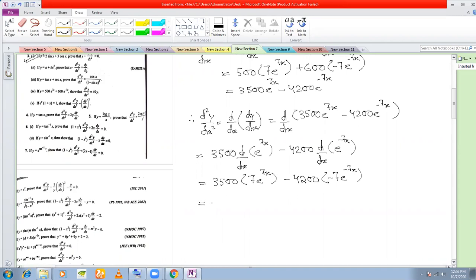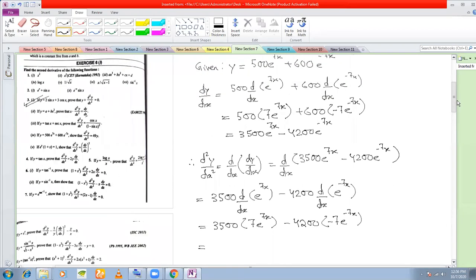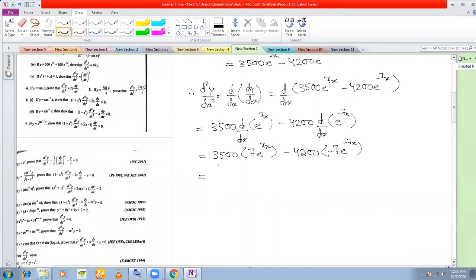So 35 into 7 will give you how much? But I think you can work it this way only, because you need to prove d2y dx2 is equal to 49y. You can work this way only. See, this way you get 35 instead of multiplying. You get 35 into 7 e to the power of 7x. And this minus minus combines to become plus 4200 into 7 e to the power of minus 7x.